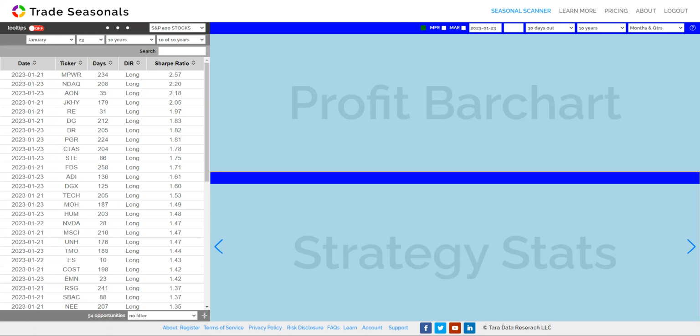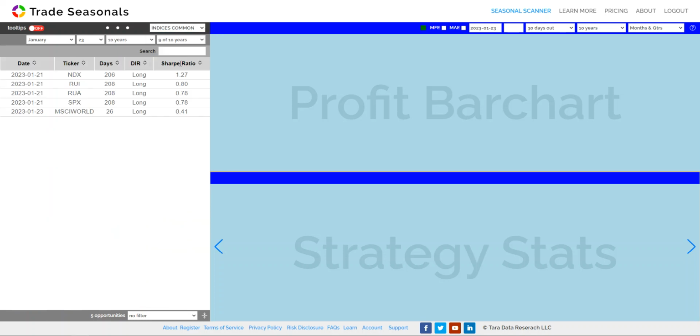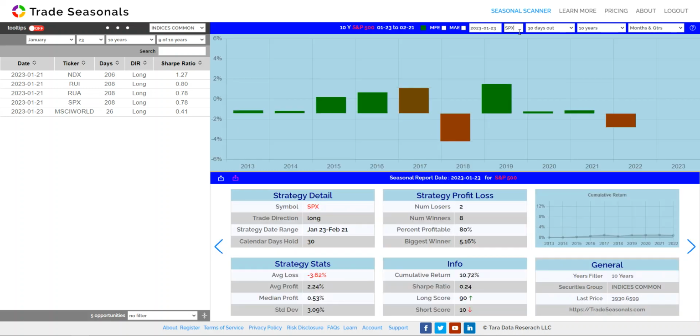I want to go over S&P 500 seasonality on Trade Seasonals, and let's see if we can understand its behavior for the year. So I'm going to go to Trade Seasonals, go to Indices Common, go to the right on the seasonal viewer. I could have just clicked S&P 500 from the left list, but I'm just going to type it up here in seasonal viewer, press enter.